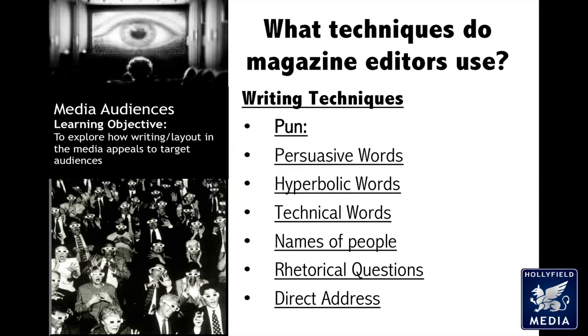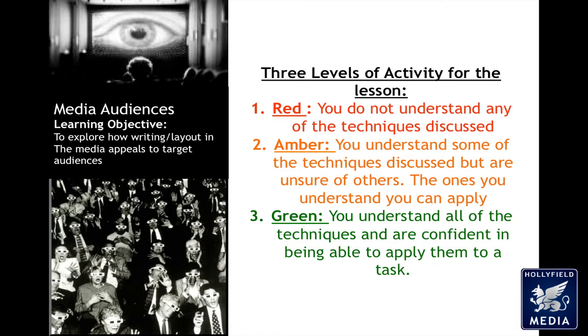Okay, so by now you've found a definition for this. I'm going to show you another slide in a minute, and let me explain what you're going to be doing. Okay, so when you come to the lesson, there's going to be 3 levels of activity for the lesson, and basically the classroom is going to be split into 3 zones. There's going to be the red zone, the amber zone, and the green zone.